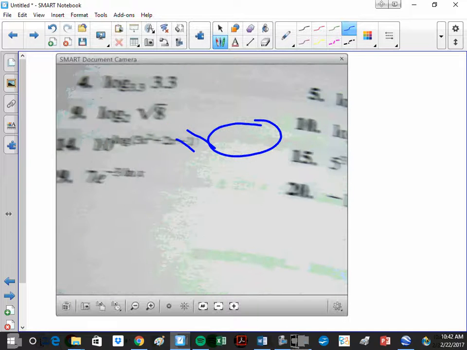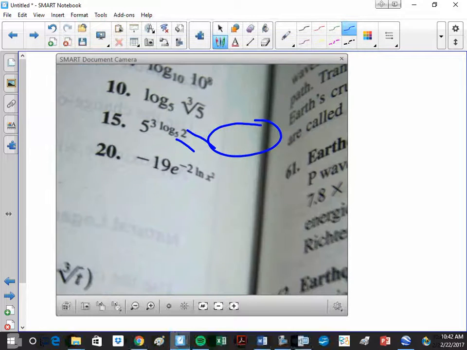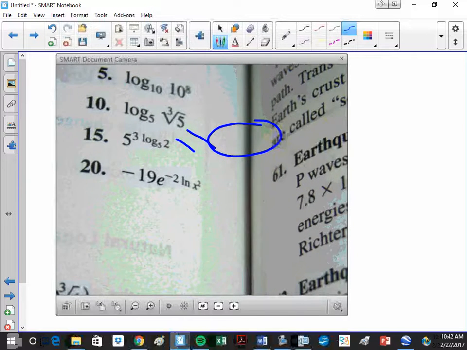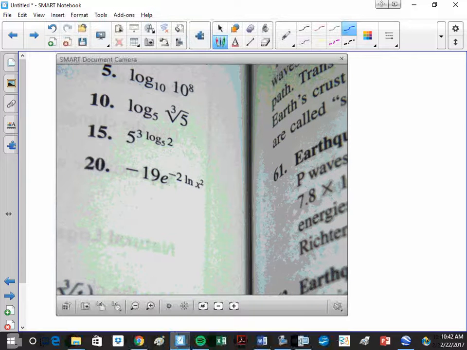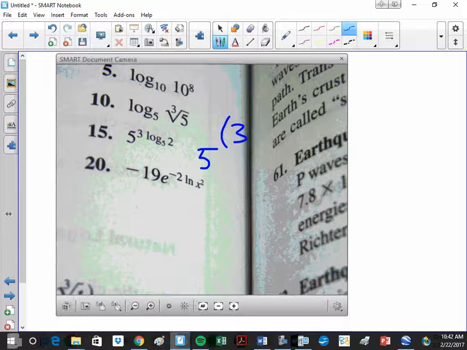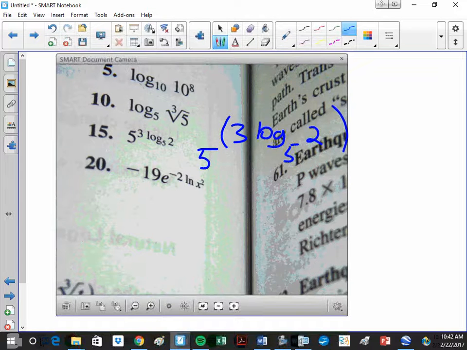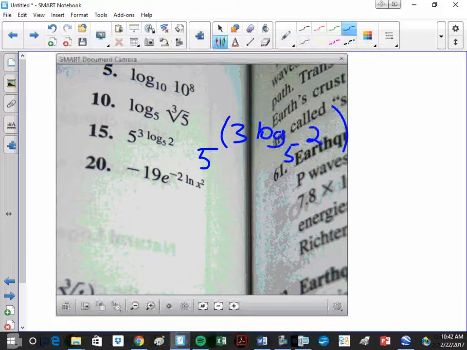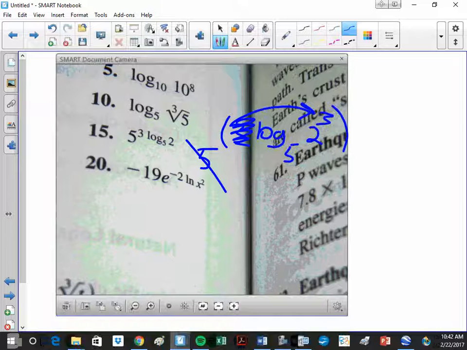Okay, number 15. They didn't write this very well. 5 raised to the 3 log base 5 of 2. What should I do here? Put the 3 up on the 2. So I'll use the power rule to lift this up and put a 3 there. Right. So now 5 and log base 5 cancel, and I'm left with 2 to the 3rd, which is 8.